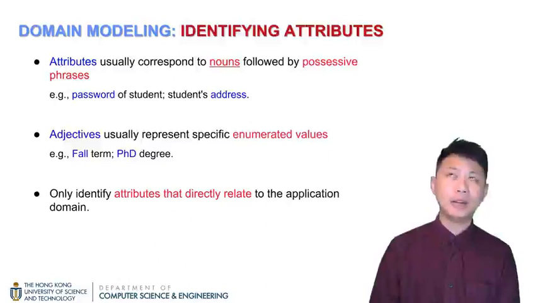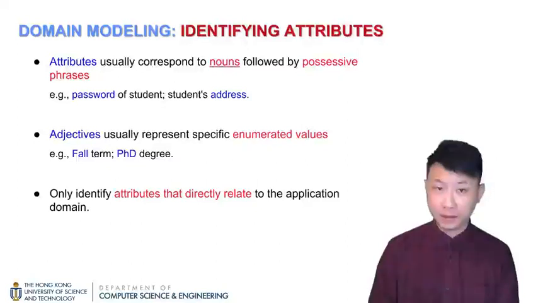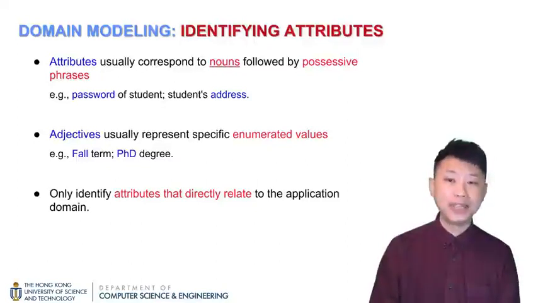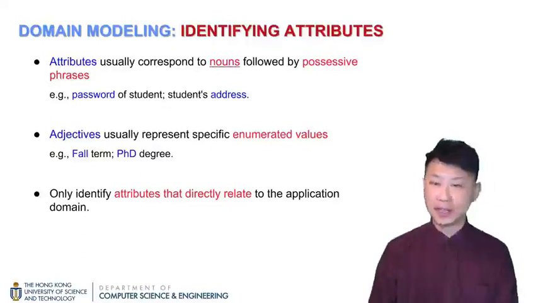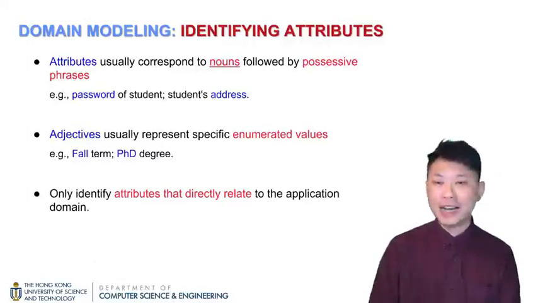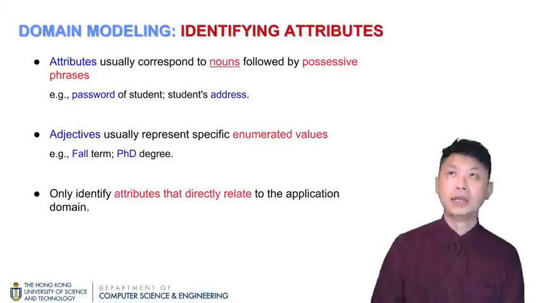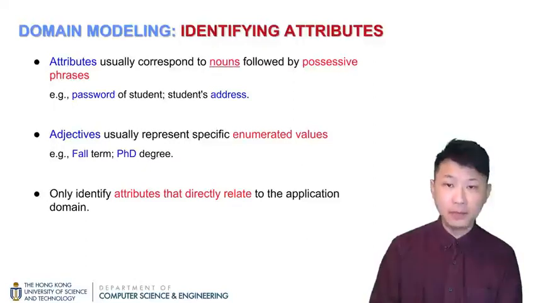So after you identify all the classes and associations from the problem statement, then you have to identify attributes. Notice that attributes usually appear as nouns followed by possessive phrases, for example, password of students, student's address, etc. They are potential attributes within the software system. And also maybe adjectives with enumerated values, for example, full term, PhD degree, etc. And you only need to identify attributes that are directly related to the application domain.